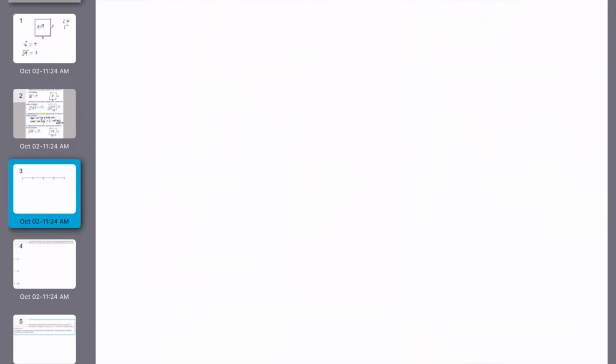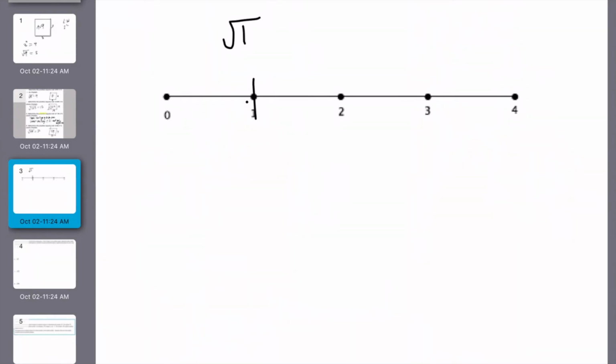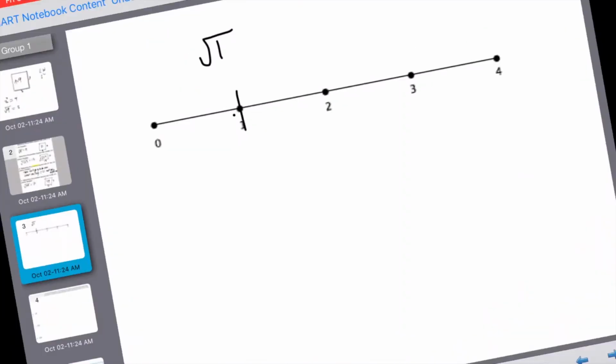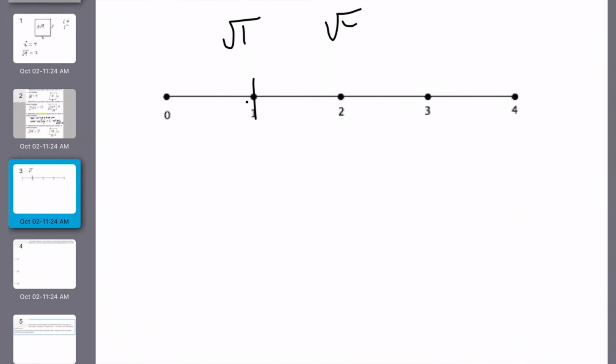That also brings up the point that there's going to be some square roots that probably won't fall right on a number. So when I think about this, I know that the square root of 1 is 1. And I know that the square root of 4 is 2. And the square root of 9 is 3. And the square root of 16 is 4.